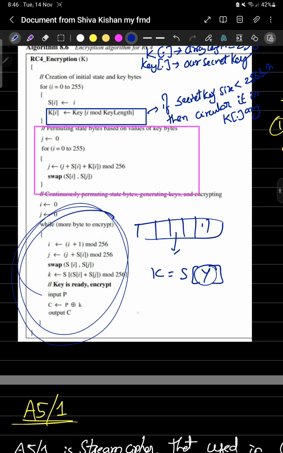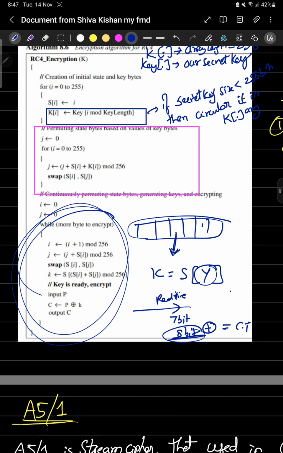Suppose in real-time processing your plain text size is 8 bits, like you want to encrypt using 8 bits. Till now I have received 7 bits. I will wait 1 more second so that I can get 8 bits. Once I get 8 bits, I do key generation. I select randomly one value from the state, and simply XOR it with the plain text to produce ciphertext.